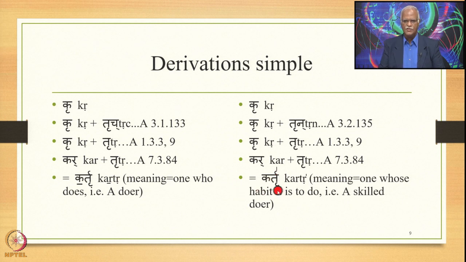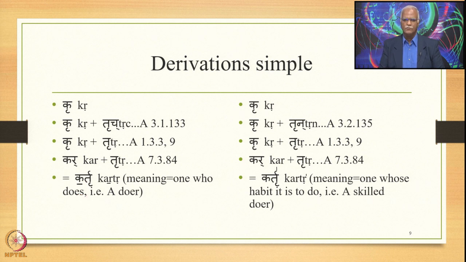If you have initial vowel udatta in this form kartru, the meaning is going to be a skilled doer, and if the final vowel is going to be udatta in this form, the meaning is just a doer of an action, that's all. These meaning differences brought about by the accents are extremely important for us to study the accent based on the yan sandhi later on in this lecture.